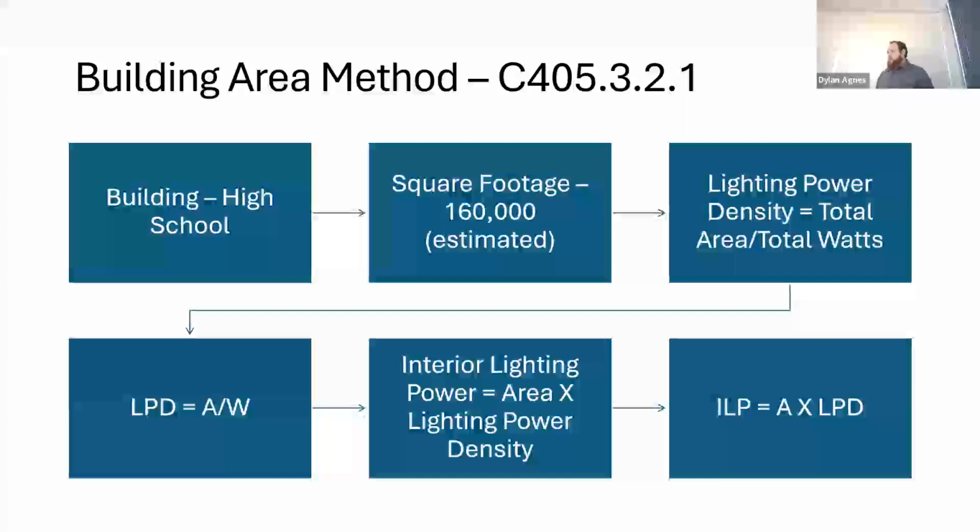So we have 160,000 square feet. We determine our program type, lighting power density, total area divided by watts. Total watts is basically being substituted with interior lighting power. Sorry, we're just flipping the variables around here. So LPD equals watts over area. Instead, we're going to get watts equals area times LPD for interior lighting power.